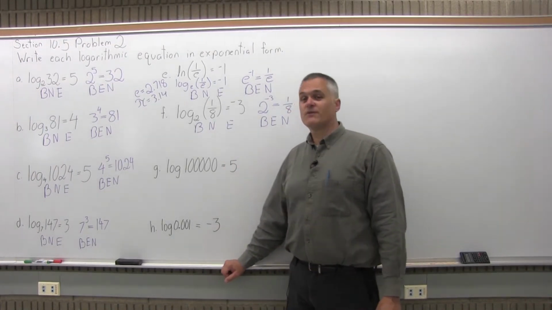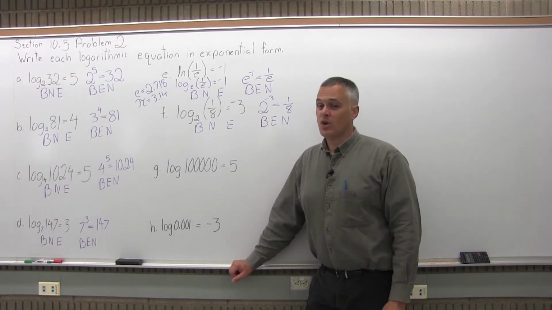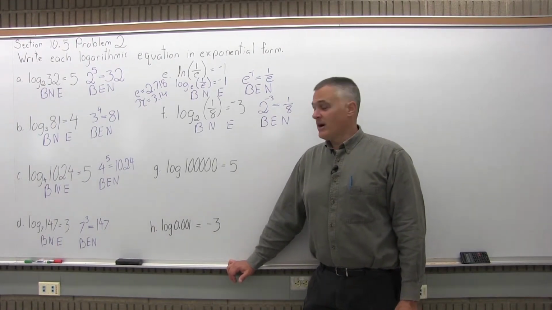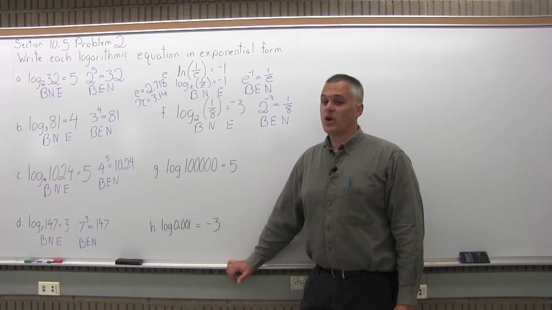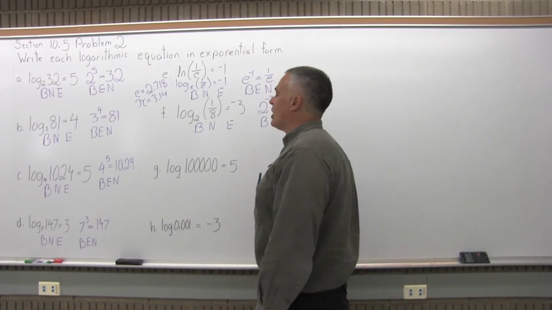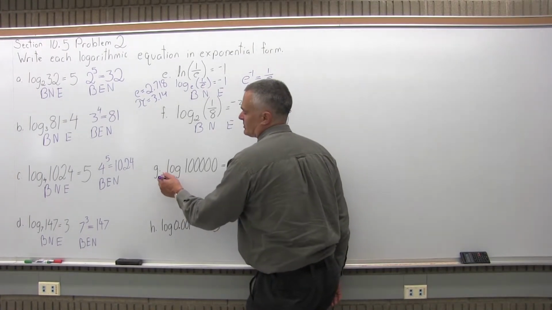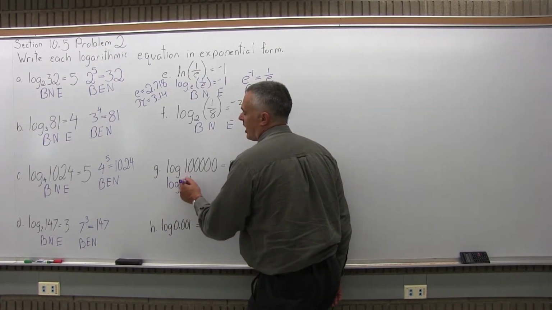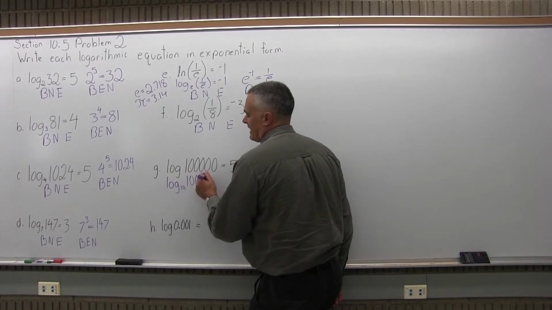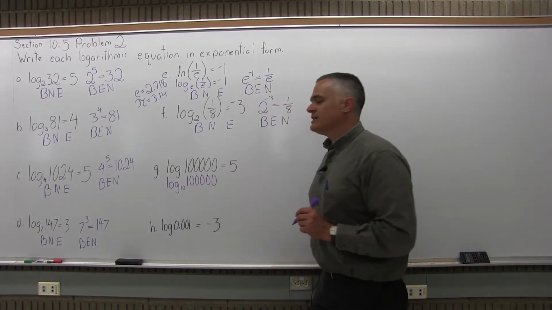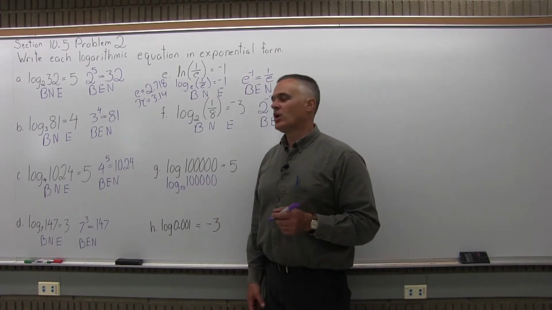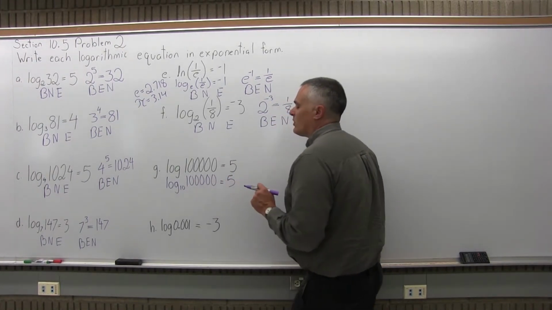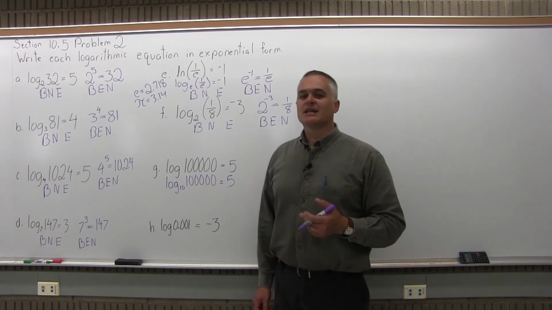Now this one seems like I forgot to write the base, but I did not. Log without a base written is called common log, and it's implied that it's log base 10. So instead of just saying log of 100,000, it's really a little bit of an abbreviation for saying log base 10 of 100,000. Again, when the base is not written, it's assumed to be 10, and it's called common log. So we want to write log base 10 of 100,000 equals 5 in its exponential form.